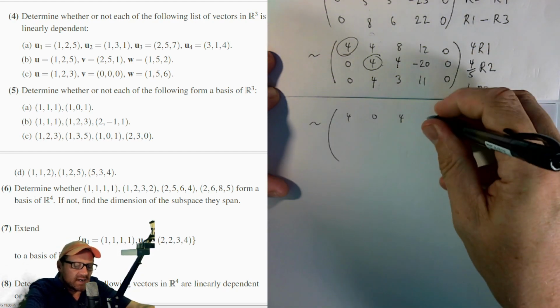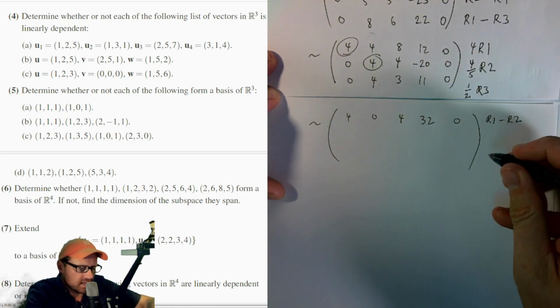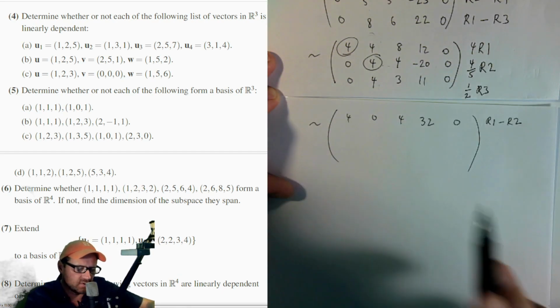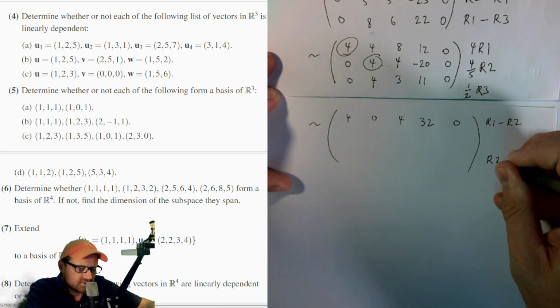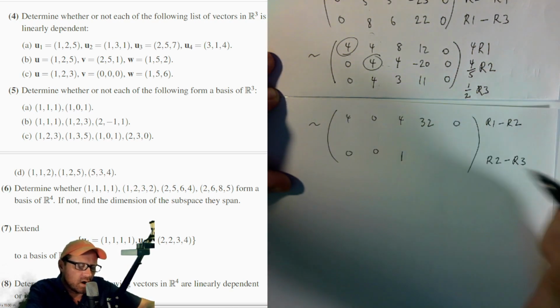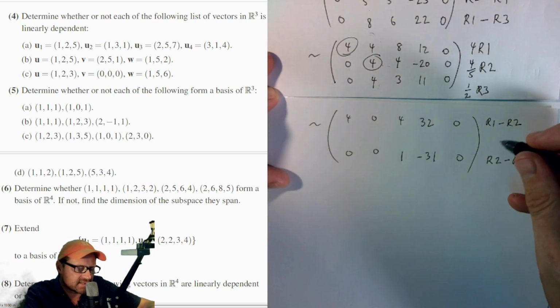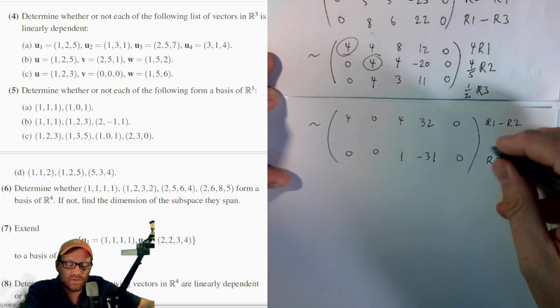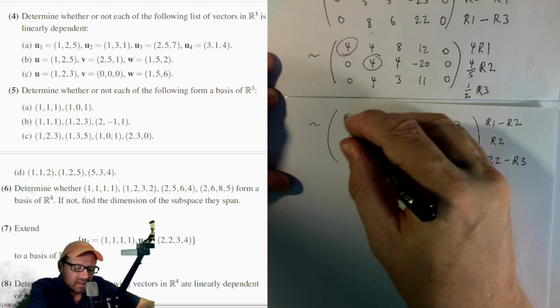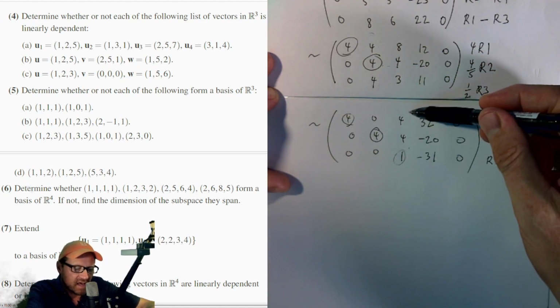12 minus 20 is 32. Let's replace row 3 with, using row 2 where our pivot is, row 2 minus row 3. So 0, 0, 1, minus 31, 0. And let's replace row 2 just with itself. Okay, so we have a pivot here, and a pivot here. We want zeros above that pivot.